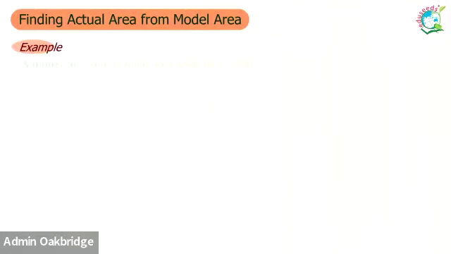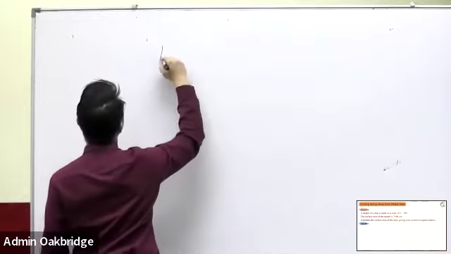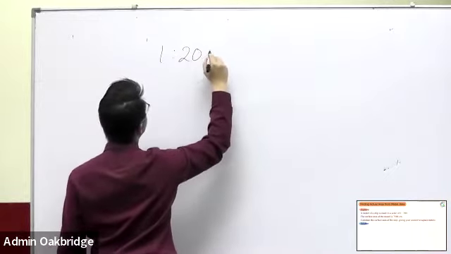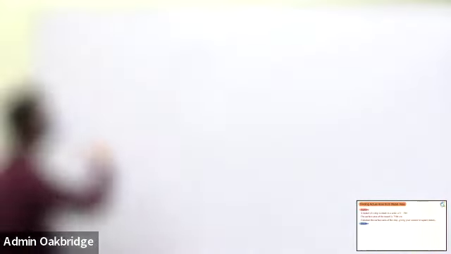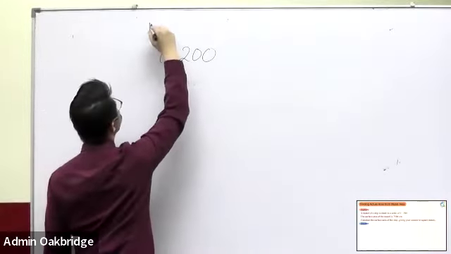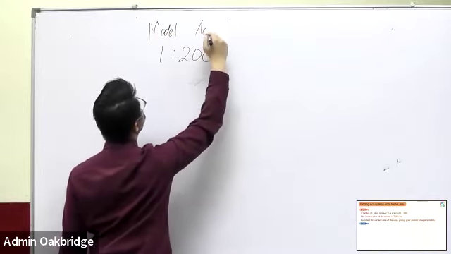So let's see this example. Okay, we have a ratio 1 to 200. Which one is the model? Which one is the actual? The model one is always on the left. This is the actual one.